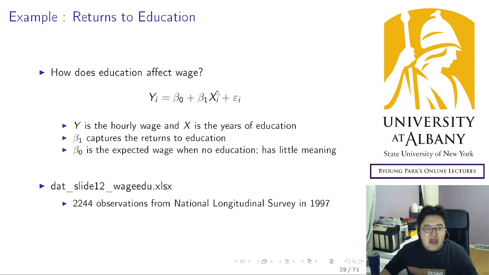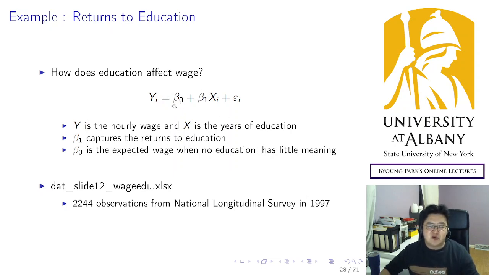And as you get more education, then your hourly wage may be increasing, right? Will increase, I guess. So we would like to study their specific relationship, especially beta 1. When x increases by 1 year, for example, if you get a master degree, how much will the hourly wage increase? It will increase by beta 1.